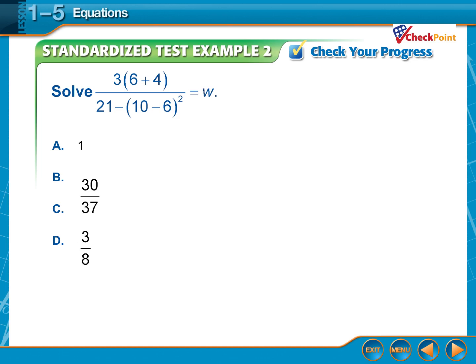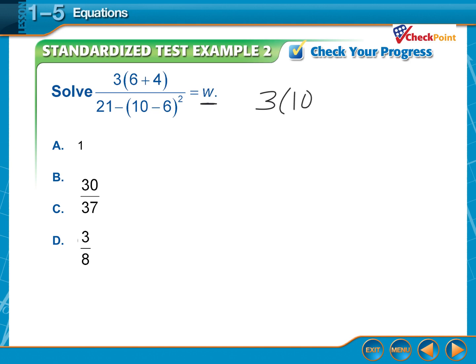Okay, now we are actually going to solve for these variables. Okay, so what we have here, we already have the variable by itself. That's our main goal, right? To have the variable by itself. W is already by itself, so we just need to solve that left side. Where do we start? There's a lot of numbers over there. Let's just start on the top, okay? What do we need to do on the top first? Parentheses. So we have 3 times, what's 6 plus 4?